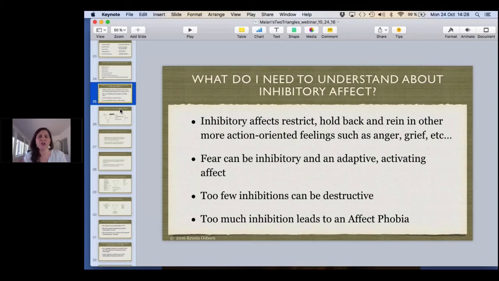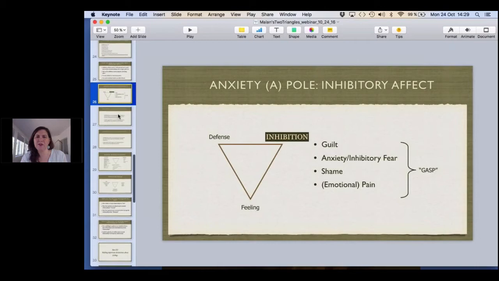You're with someone, you're in conversation, and all of a sudden you get a little bit anxious, but you don't know why. At the very least, it's a signal for you to be paying attention to the person, right? Are they activating something inside of you, or are they actually doing something that you need to be paying attention to? And, of course, if there's too much inhibitory affect, then there's the activation of defenses, and then you have the affect phobia.